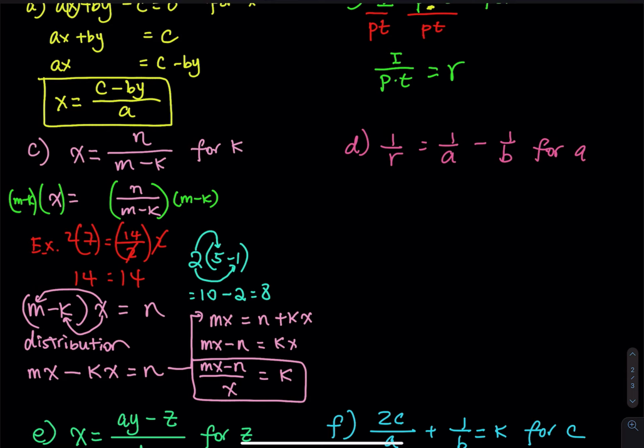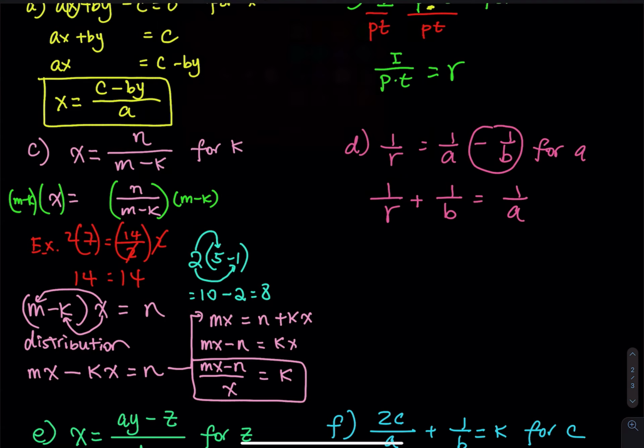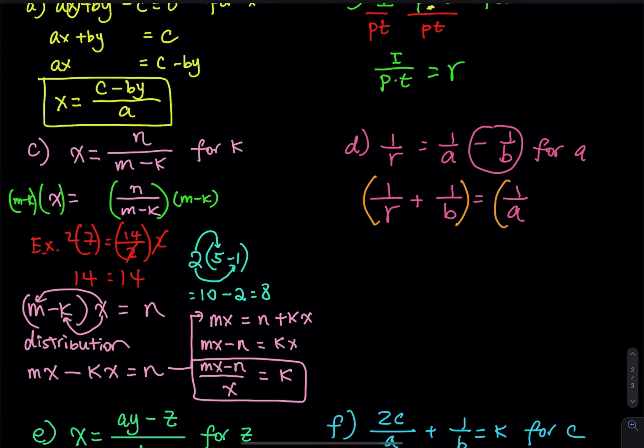And then the next one, part D. So let's go to part D. We have to solve for a. All right, the a is in the denominator. So first of all, let's add this on both sides. So 1 over r plus 1 over b equals 1 over a. And then you want the a to be in the numerator. So the only way to do this is you multiply both sides by a.